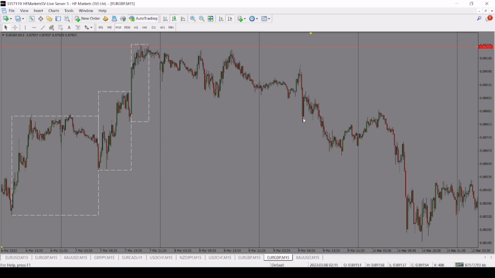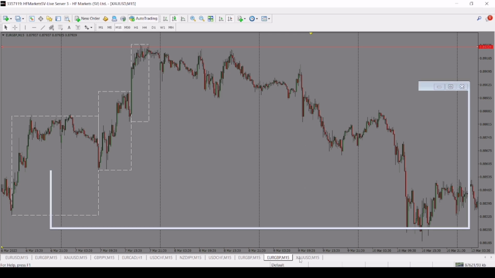So someone may actually say, we are on Euro GBP. Does this work as well on gold, silver, or indices? Yes, it does. You just need to be able to identify impulses correctly. Let's go on gold and have more examples.